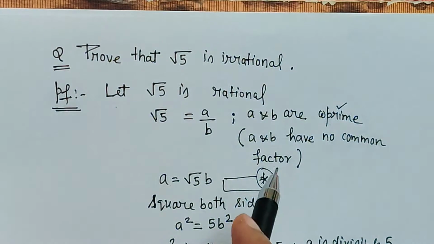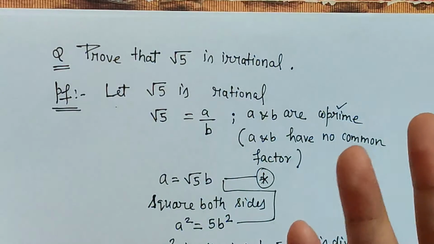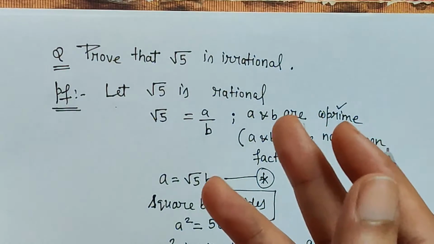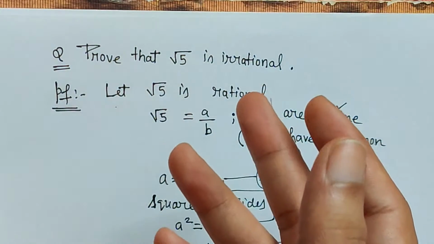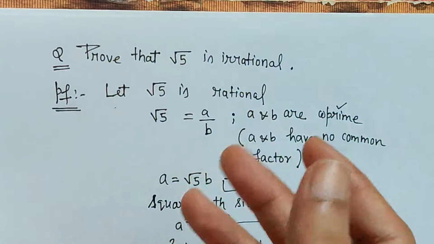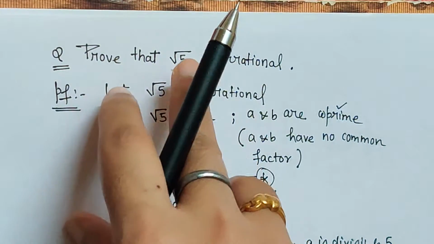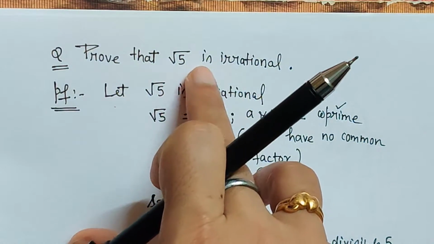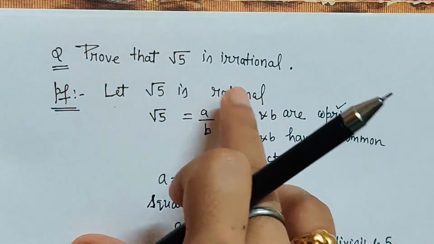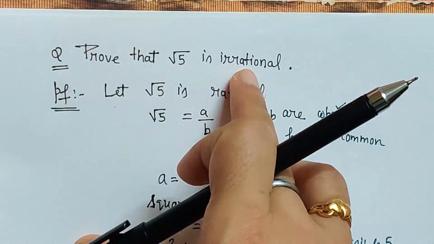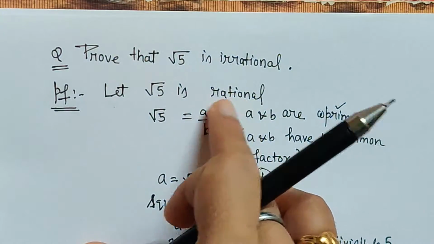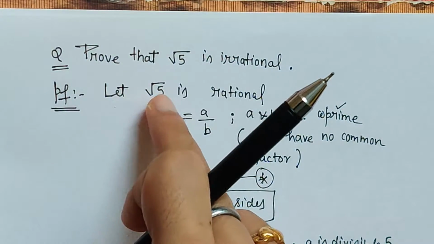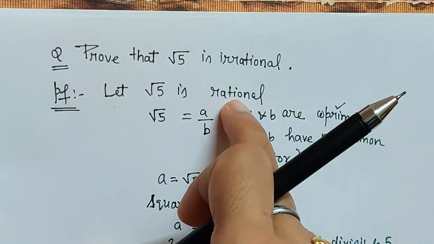In mathematics, we have several ways of proving anything. Here the method we are going to apply is the contradiction method, in which whatever question is given to us, we assume strictly the opposite. So if we have to prove root 5 is irrational, we will assume: let root 5 be rational. This line is very important.